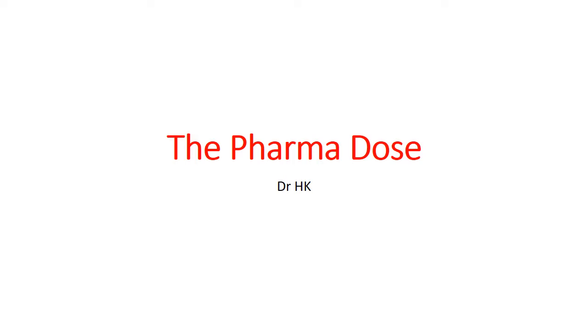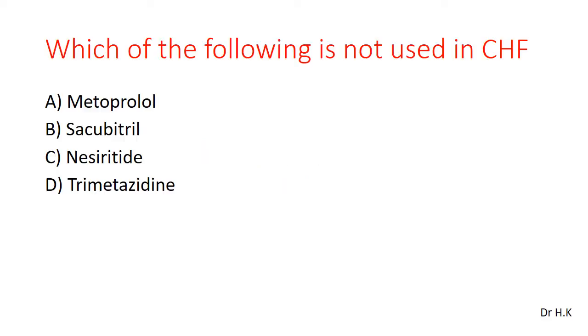Hello guys, whenever I get time I will be discussing some of the topics in pharmacology, an important MCQ. So today I am going to discuss: which of the following is not used in congestive heart failure? Options are A. Metoprolol, B. Sacubitril, C. Nesiritide, D. Trimetazidine.